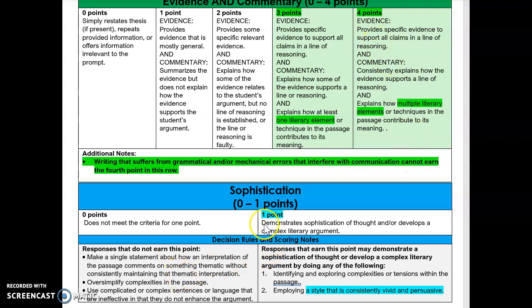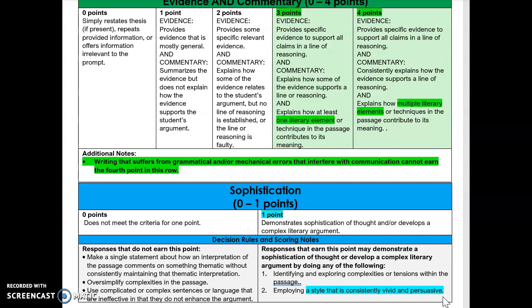And then lastly, but not least, is the sophistication point. A lot of people did not get this sophistication point because, again, of those grammatical errors. To get the sophistication point, you want to make sure that you have a style that is consistently vivid and persuasive, meaning that you have a very strong argument and that you are using very persuasive writing.